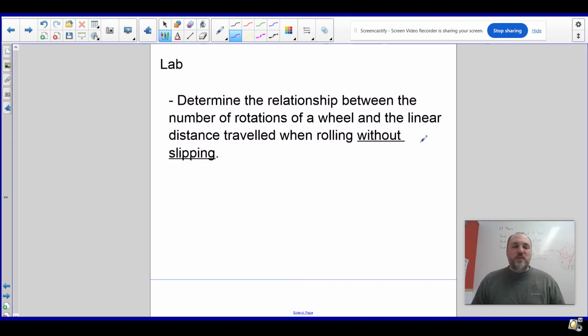And the first thing I want you to do is just do a quick lab. If you have a meter stick or a roller, just take something like a quarter, something that's circular, and determine the relationship between the number of rotations and the linear distance that's traveled if you just roll that quarter next to or on top of a meter stick or a ruler so that you can measure the distance. So I would ask that you take a pause on the video, go complete that lab, and then come back to this video and we'll go ahead and talk through the results.